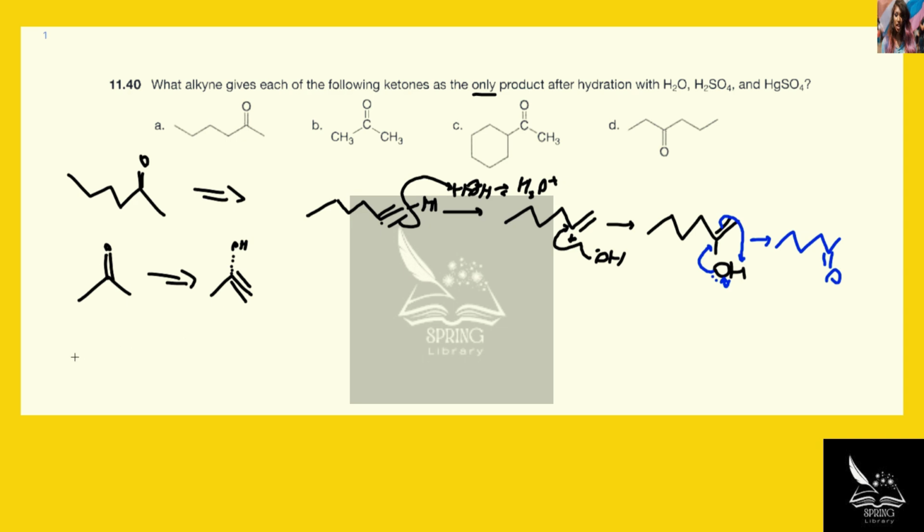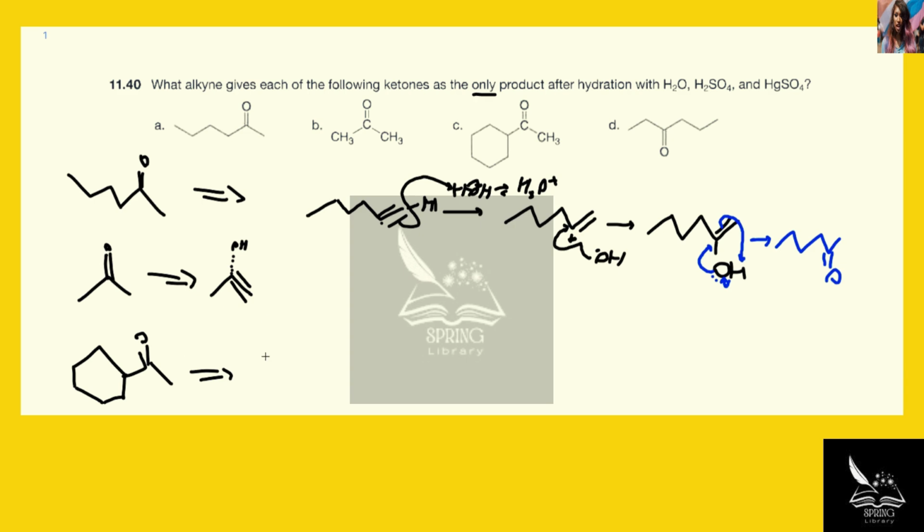So for C, you're given a cyclohexane with an exocyclic ketone. So if I do my retrosynthesis, this is the product we want. And we need to identify the starting material we need.